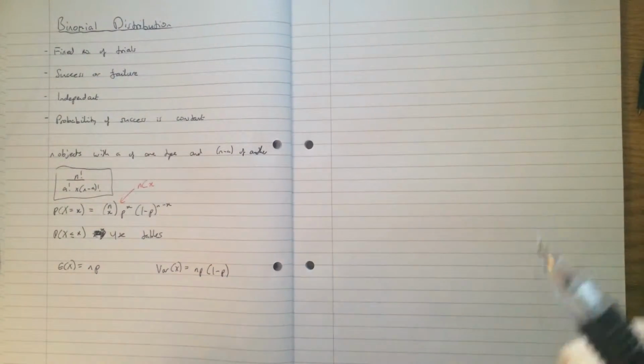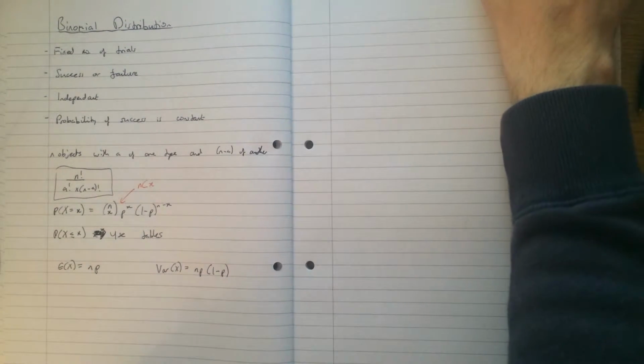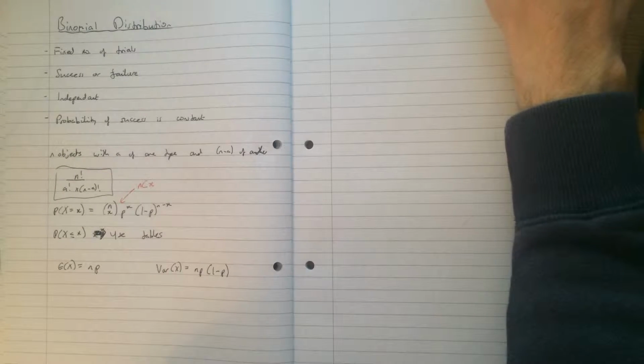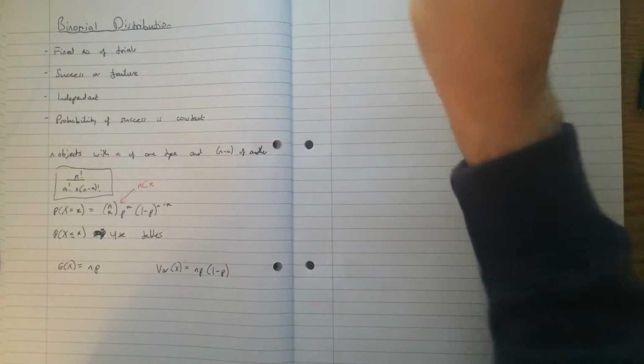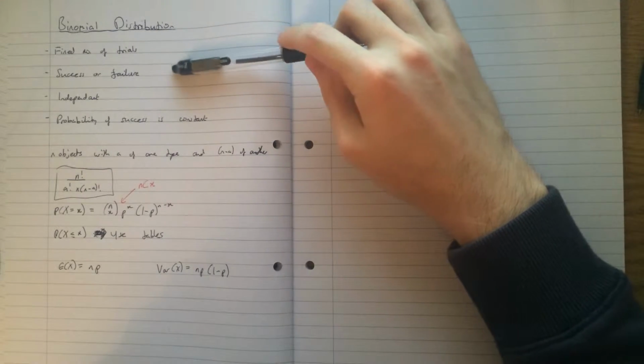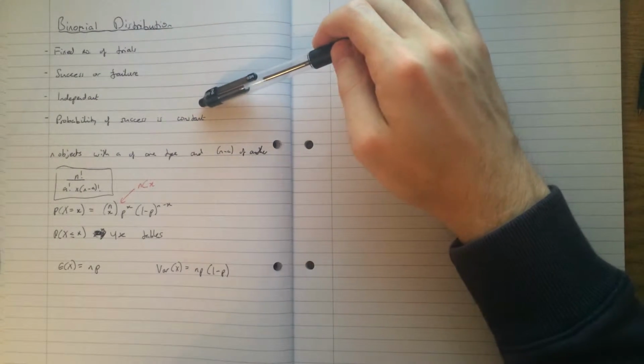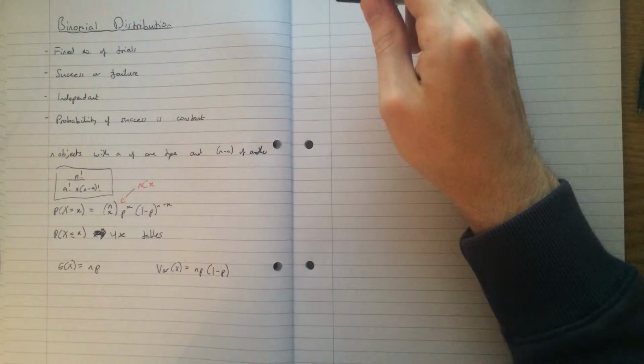Welcome to this revision video on the binomial distribution. The binomial distribution is a discrete distribution which deals with a random variable. It is worth noting there are four main key points to a binomial distribution.